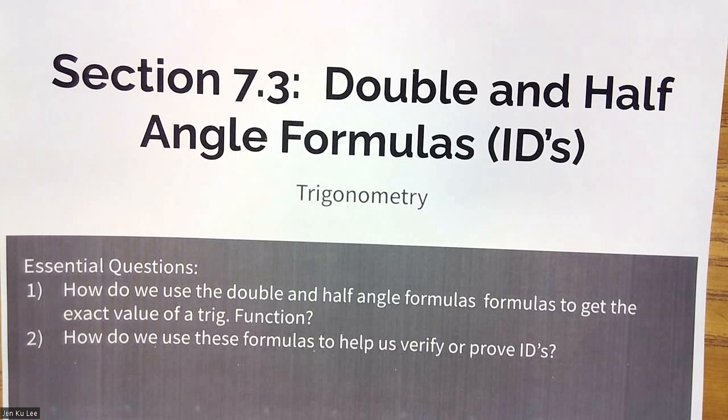But we're just talking about different types of formulas, which are double and half angle formulas. So essentially, the mindset is the same, right? We're still going to think of a way to get the angle, not by adding or subtracting, but by dividing it by 2 or multiplying it by 2. So here are the formulas.